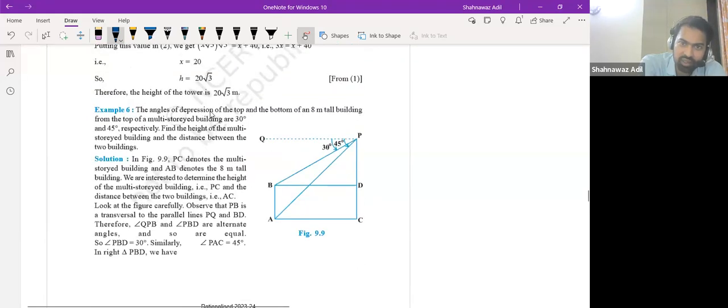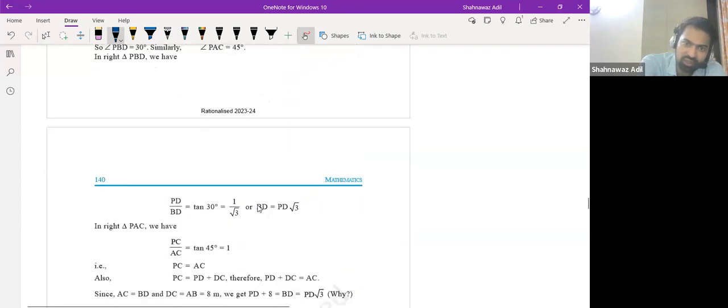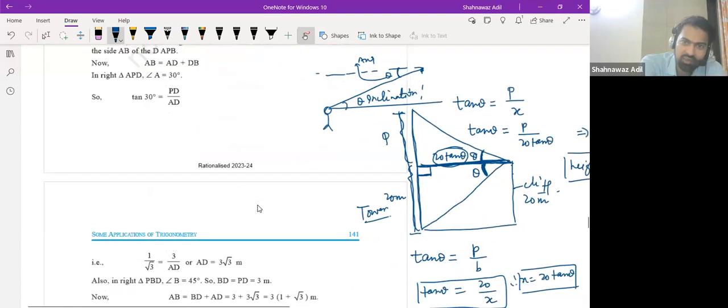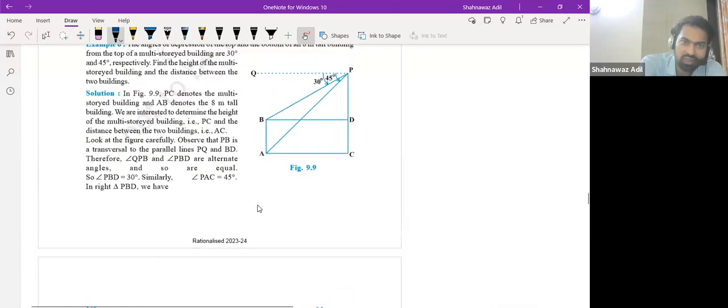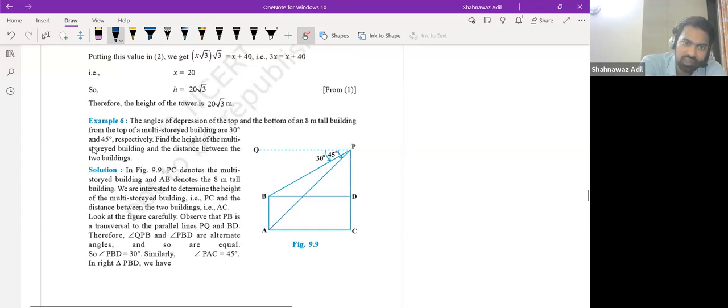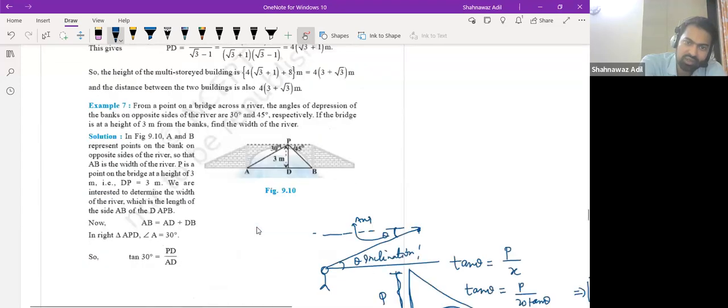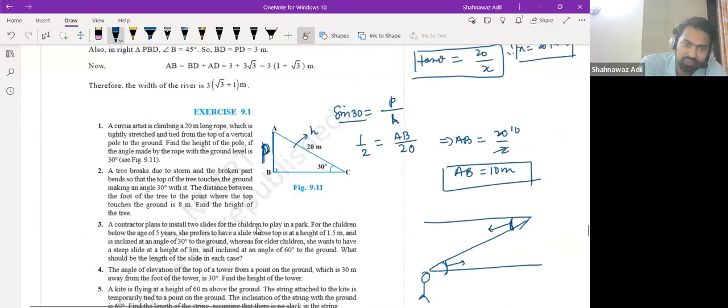The angle of depression of the top and bottom of the building. So both the angles are the angles of depression, right? We have these kinds of questions, but they will always give the angle, 30 degrees, 45 degrees. So where did you find this question?